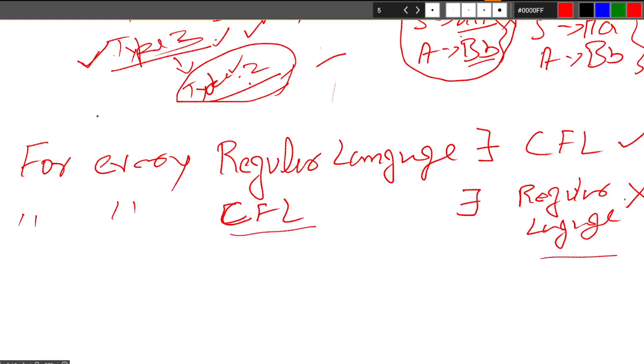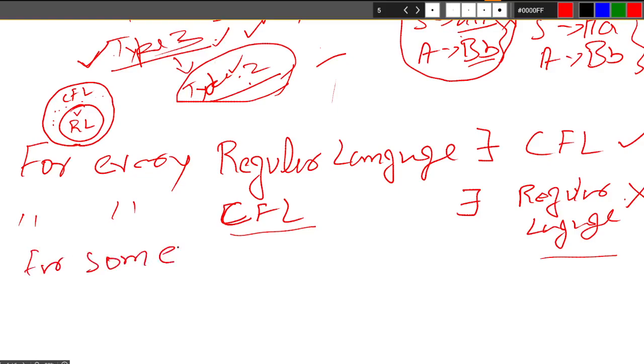You would have seen in your automata class that there is a part which can be called a regular language, and this is a subset of the set of context free languages. So definitely the regular languages are part of context free languages. However, there are certain context free languages which are not regular. So you can say that not for every CFL, but for some CFL there exists a regular language. Okay, this is correct.